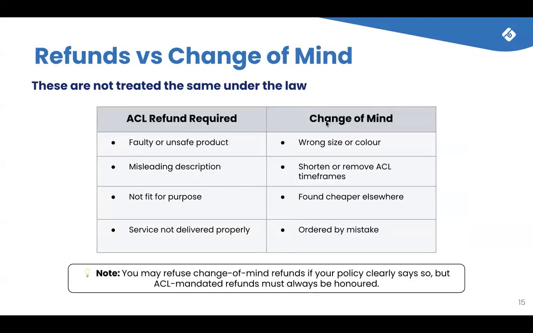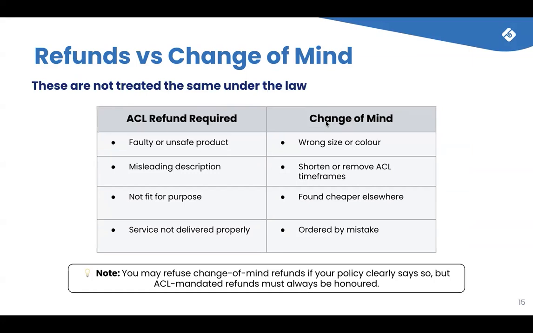These slides clear up another misconception. Refunds required under Australian consumer law are not the same as change of mind returns. Under the Australian consumer law, if a product is faulty, unsafe, misleading, not fit for purpose, or if your service is not delivered in accordance with what it's promised, a refund may be legally required. Your refund policy, your terms and conditions cannot override this. Change of mind is a different situation.